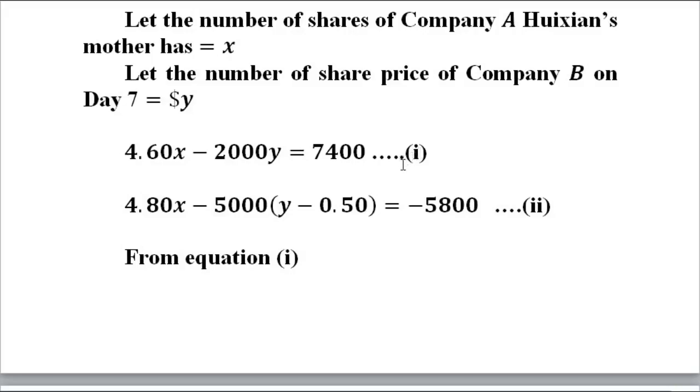Since we assumed x as the number of shares, 4.60x represents all her shares of company A on day 7. And -2,000y represents the purchase of 2,000 shares of company B on day 7, as we assumed $y as the share price of company B. We are taking 2,000 as a negative integer because she is buying the shares, which means the amount will be subtracted. The positive 7,400 on the right side of the equation shows that she will receive this amount as mentioned in the statement.